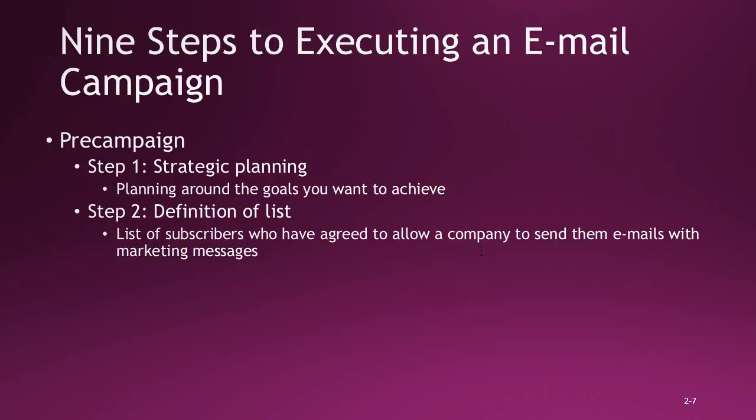The second step in this pre-campaign area is the definition of your list. So this might be your list of people who have allowed you to send them information. When you're on the internet or looking at your email, sometimes they'll ask you to respond, or you're downloading something and you fill out your name and address or email address. But there's usually a button that says, yes, I want to continue to get emails from this business.